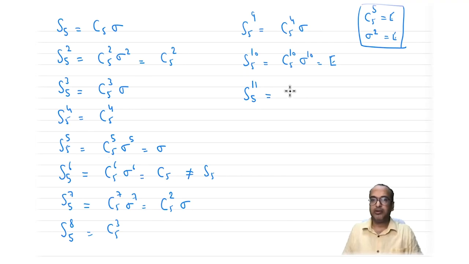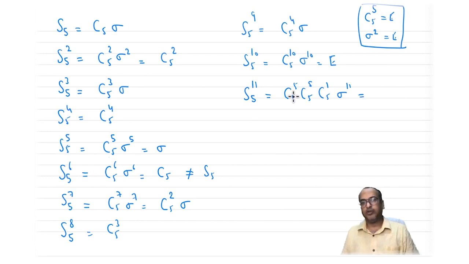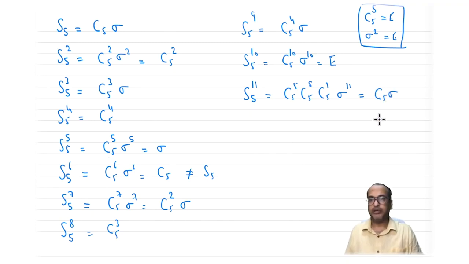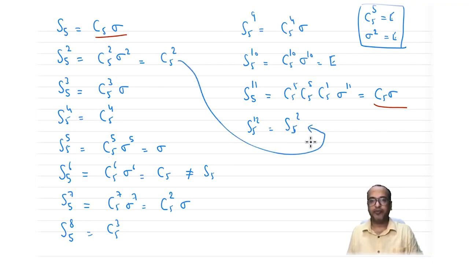11: C5 5, C5 5, C5 1, sigma 11, right? So this is E. Now we have C5 and sigma. Now if you notice, this is a redundant operation, right? C5 sigma, C5 sigma. So now if you go with S5 to the power 12, you will notice that this will be equal to S5 squared. You can do this yourself. So you will get this thing back over here.